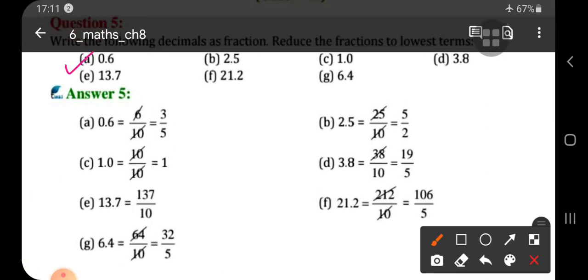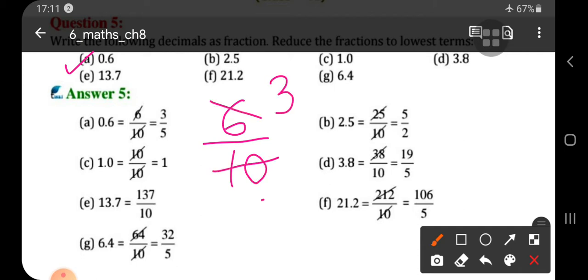0.6. So you have to remove this decimal point. Here you can see after the point one digit is given. So in the denominator it will be 10. Okay, 6 upon 10. Now 6 upon 10, solve it out. 3 2s are 6 and 5 2s are 10. So it's 3 upon 5. What is the answer? 3 upon 5.